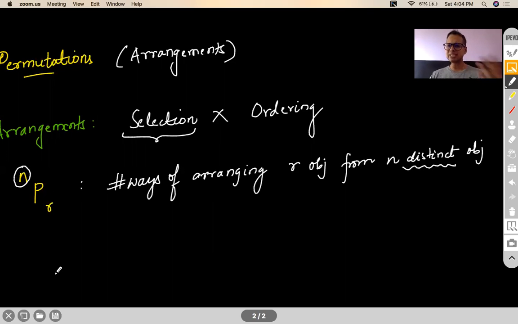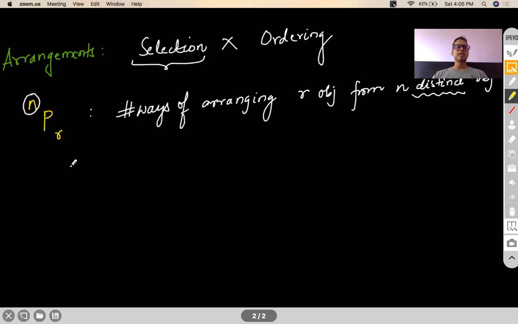So choosing 3 people out of 5 people, you can write 5P3, absolutely. Let's say out of 20 of you, I want to select a team of 11. So I want to make a cricket team of 11. So I can say 20P11, I can choose a cricket team with a batting order given to it. So nPr is just a symbol.